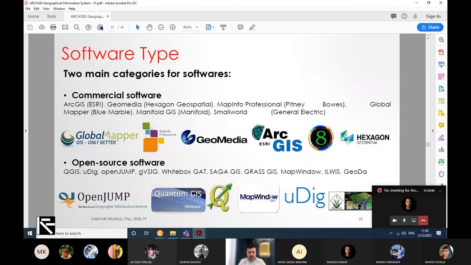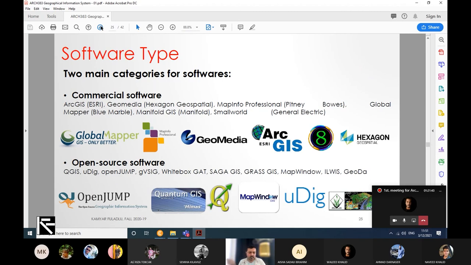I'm going to the next slide. We have two main categories for software. All the software could be categorized as commercial and open source software, even for our course. The commercial software for our course, for instance, are ArcGIS, Global Mapper, Geomedica. We have Manifold GIS, or we have MapInfo. Even for those who work in Turkey, actually, it is not completely GIS. We have MapCAD, and we have GeoCAD, and we have NetCAD also. These are, again, commercial ones.